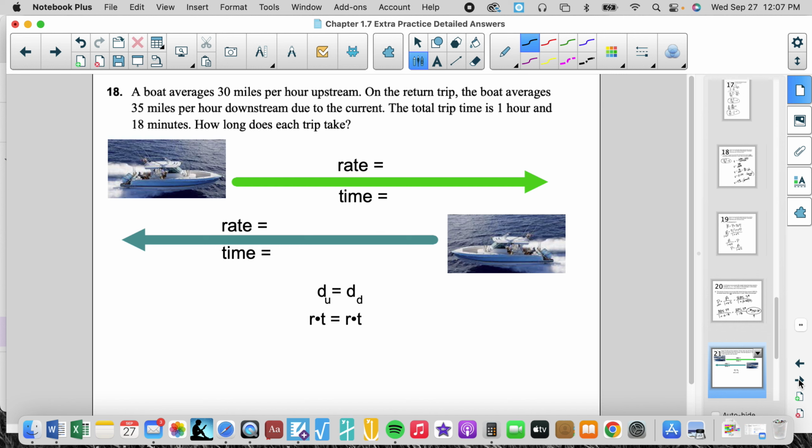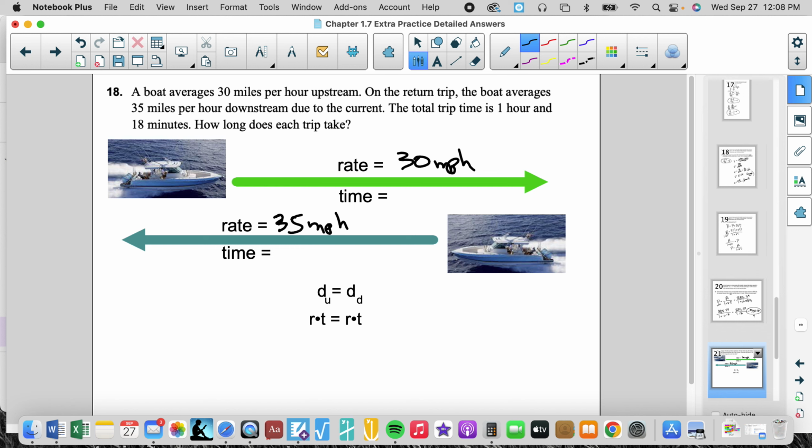All right, number 18. Number 18 says that we have a boat and it averages 30 miles per hour upstream. And on the return trip, the boat averages 35 miles per hour downstream due to the current. The total trip time is 1 hour and 18 minutes. How long does each trip take? So going up, my speed is 30 miles per hour. Going down, my speed is going to be 35 miles per hour.